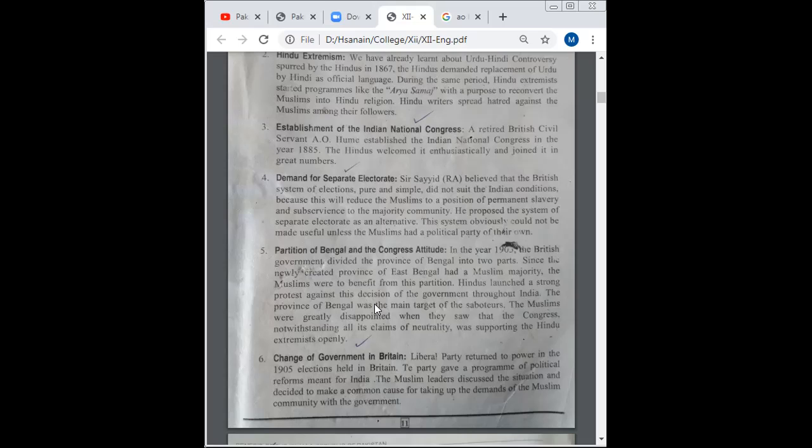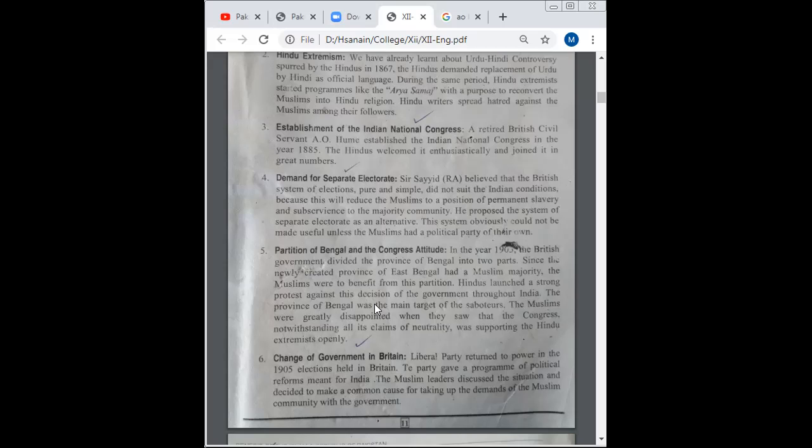In fact, when Congress started a movement against the partition of Bengal, there wasn't any platform for the Muslims from where they could raise their voice to the government. That is why it was necessary to establish their own political party.